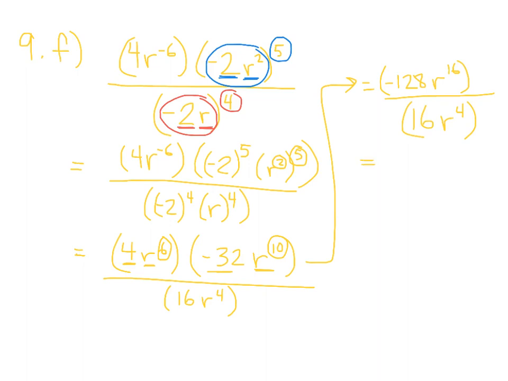Continuing this, now I'm going to do the division rule. Dividing these two things by each other, negative 128 divided by 16 is negative 8, I believe. Yes, 8. And r to the power of 16 divided by r to the power of 4, the rule is keep the base the same and subtract the exponents. So that's 16 minus 4 is 12. So this would be my final answer. This is good. Even though there is a negative out in front, that's okay. All that matters is that the exponent is a positive exponent. And so this is my final answer there.